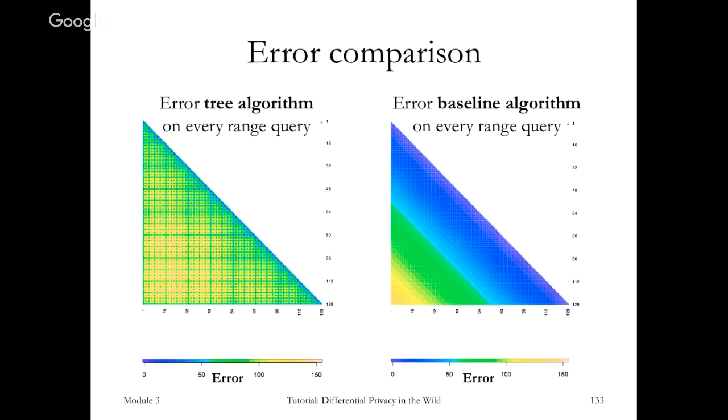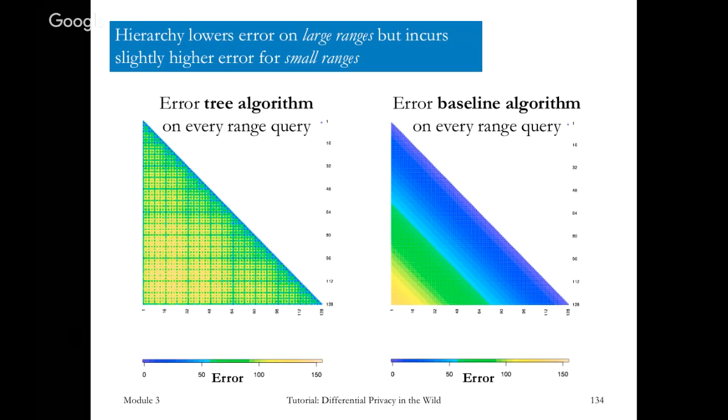But the result is something like this. With the quad tree algorithm, you end up getting much more accurate results for larger range queries. You can see the error for some of the large range queries is lower. You do end up incurring slightly higher noise for some of the smaller ranges. So there are some trade-offs, but for large domains, this can be much more accurate for answering range queries. The error is polylogarithmic rather than linear in the size of the range.